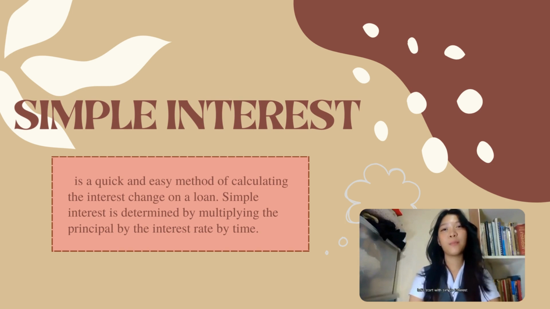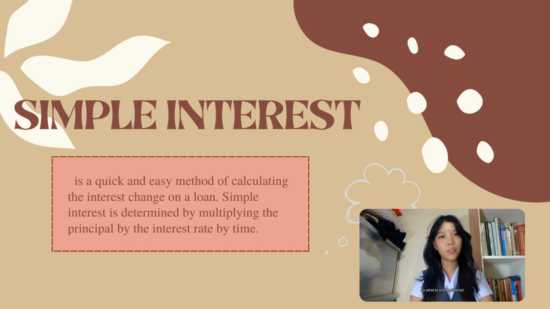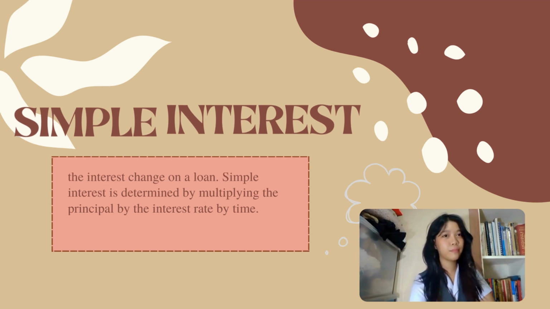Let's start with simple interest. So what is simple interest? Simple interest is a quick and easy method of calculating the interest charge on a loan. Simple interest is determined by multiplying the principal by the rate by time.